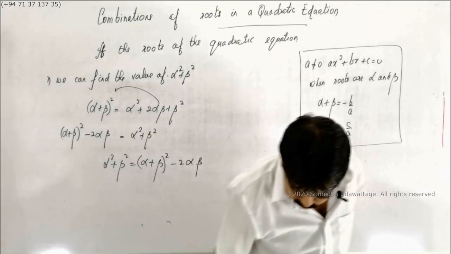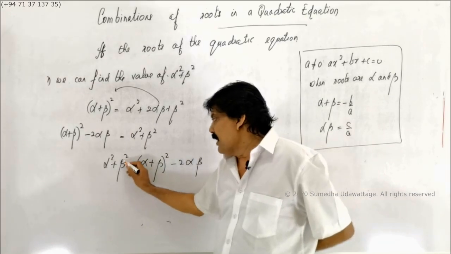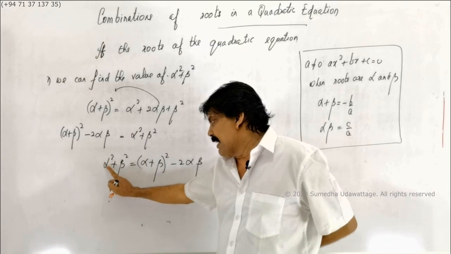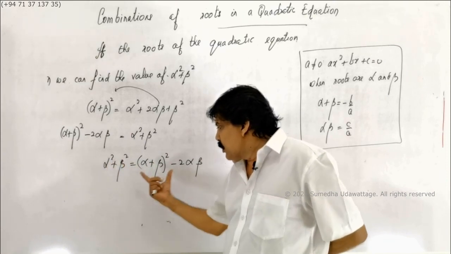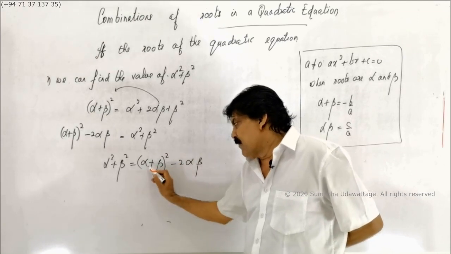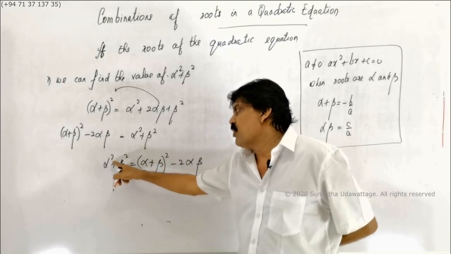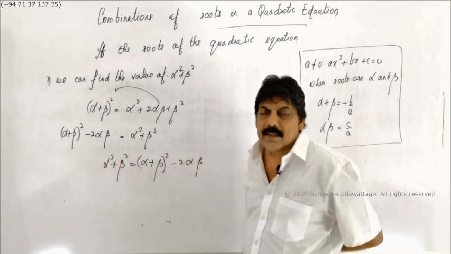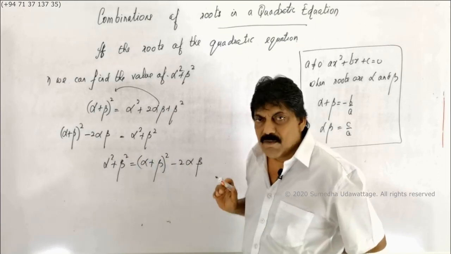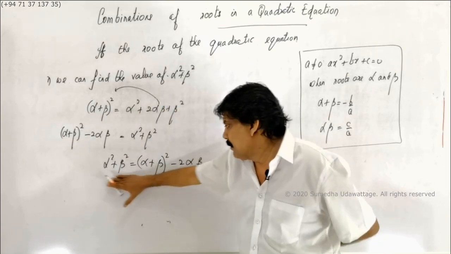Since I was handling this for the first time, I explained like this, but when you get used to the subject, you can write at once that alpha square plus beta square: you consider alpha plus beta square. What you get? Alpha square plus 2 alpha beta plus beta square. That 2 alpha beta you get extra, other than this. Then you subtract the middle value 2 alpha beta. When you are used to the subject, it is not necessary to write this. You can write this at once.